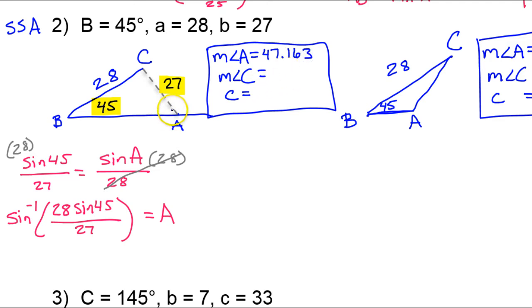Okay, so that's angle A. So I'm going to go ahead and put that in the picture too. So that's 47.163. Now, to find the measure of angle C, I can just subtract these two from 180. I'm going to do that off camera. Okay, I got 87.837. I'm trying to squeeze that in here as well. 87.837. So that just leaves side C that I need.